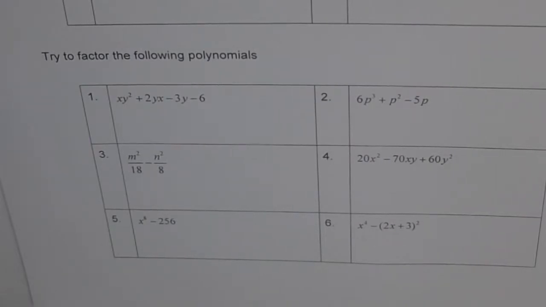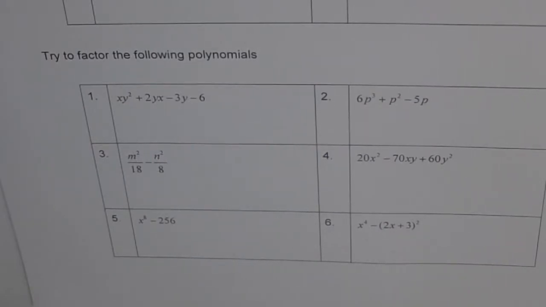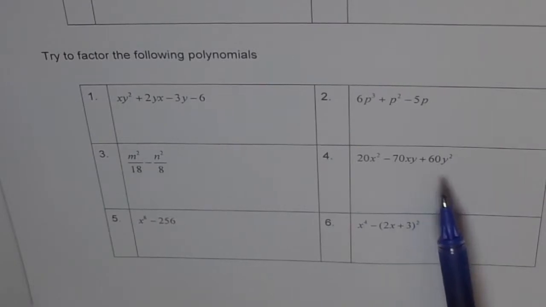Question 2 is 6p cubed plus p squared minus 5p. Then we have difference of squares, similar kind as in f. M squared over 18 minus n squared over 8. And then 20x squared minus 70xy plus 60y squared.